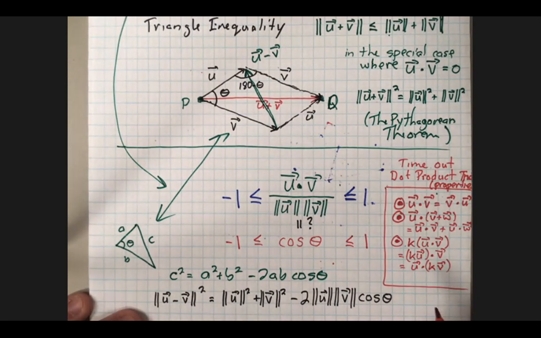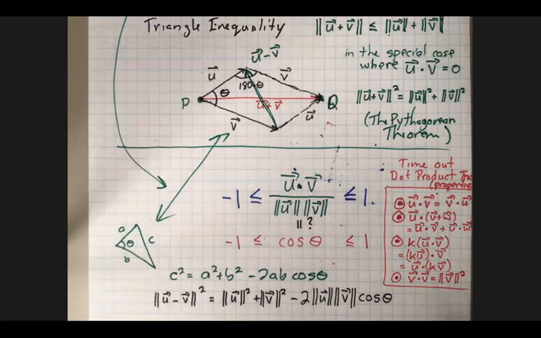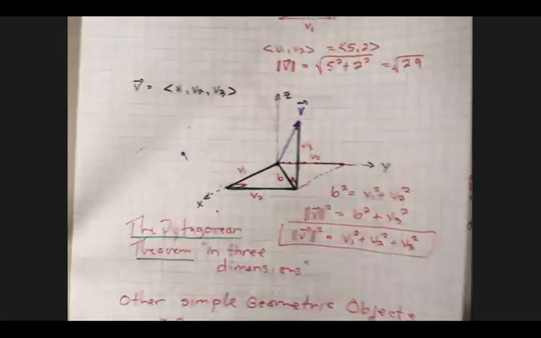But here's the massive killer property of dot products. Whenever you dot a vector with itself, you get the square of the length of the vector. And we've actually done that already today. Pull up the previous paper.